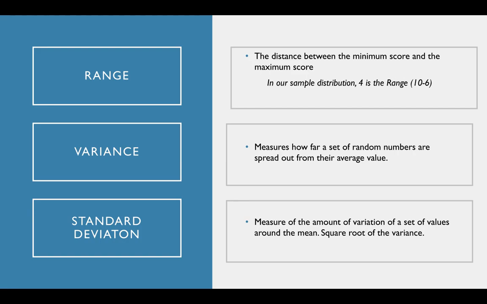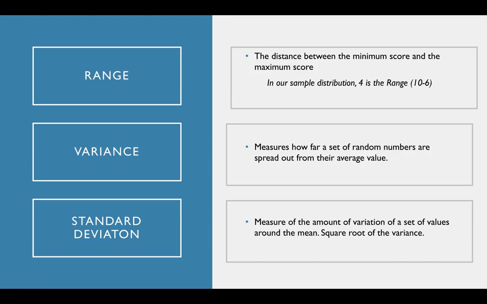Range is the distance between the minimum score and the maximum score. In our sample distribution, 4 is the range, computed by subtracting 6 from 10. Variance measures how far a set of random numbers are spread out from their average value. And standard deviation is a common measure of the amount of variation of a set of values around the mean, and is calculated by taking the square root of the variance. A low standard deviation indicates that the values tend to be close to the mean of the set, while a high standard deviation indicates that the values are spread out over a wider range.